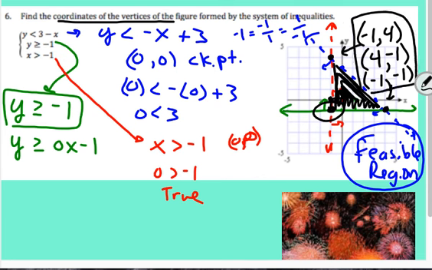It's kind of important to be able to find the vertices because you're going to use those to solve problems when we start working with linear programming in the next section. It's kind of when we apply what we're learning here to the real world.